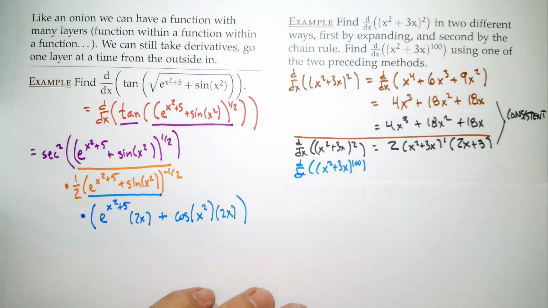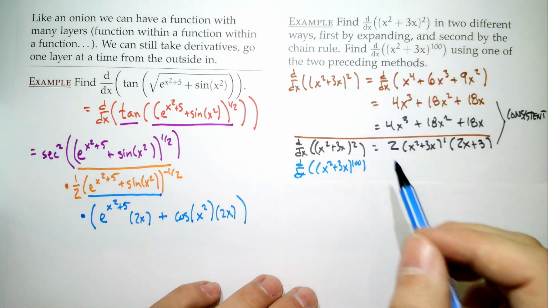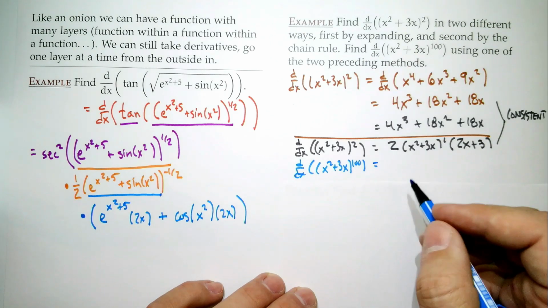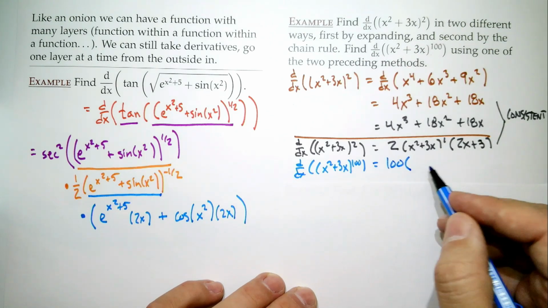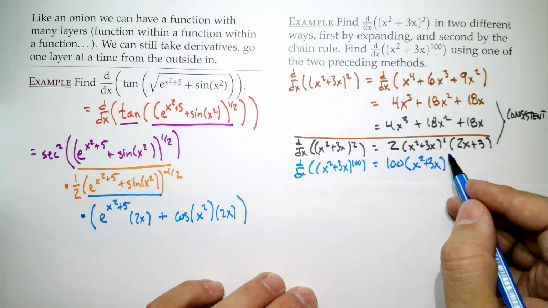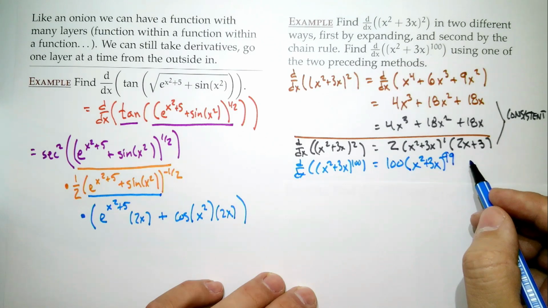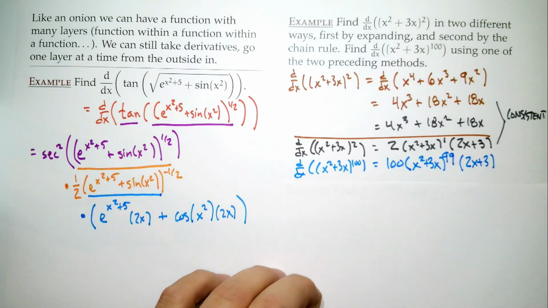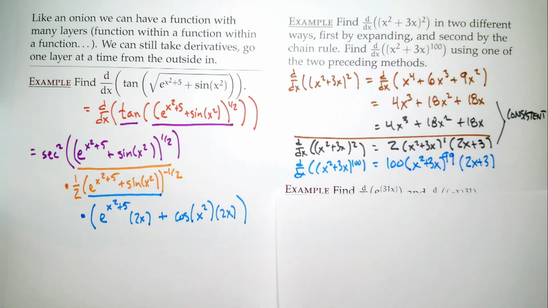But now let's think about it if we did the chain rule. So expansion, not so great. Chain rule, can we do it? What would it be? 100 times (x squared plus 3x) to the what power? 99. And then 2x plus 3. So if you were to actually expand it out, take a derivative term by term, and then refactor it, you would get this expression. But this seems a lot simpler. So it's good to have a different method.